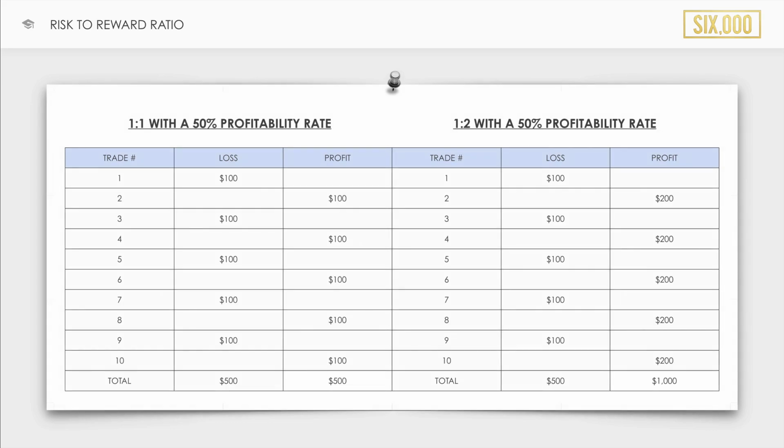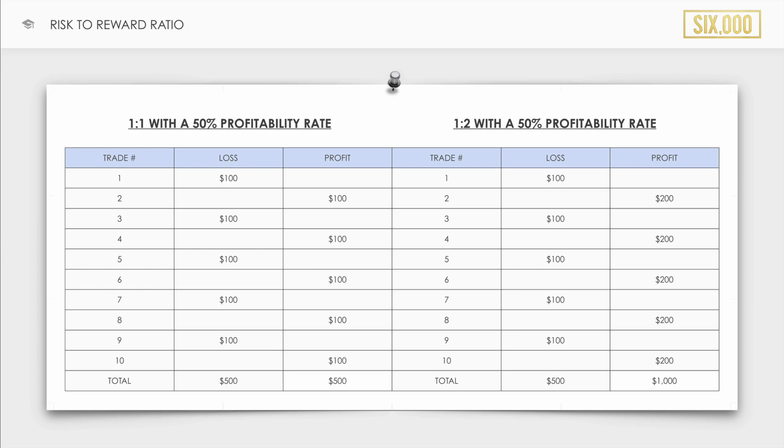Now what I want to do is crunch the numbers even further. On the left hand side, this is a very simple example of risk to reward. What we have is a 50% profitability rate. So you win half your trades and you lose half your trades. We have a 1 to 1 with a 50% profitability rate. Of course, over 10 trades, you lose $100, you make $100 profit. You lose $100, you make $100 profit. And guess what? By the end of it, you're left with $500.